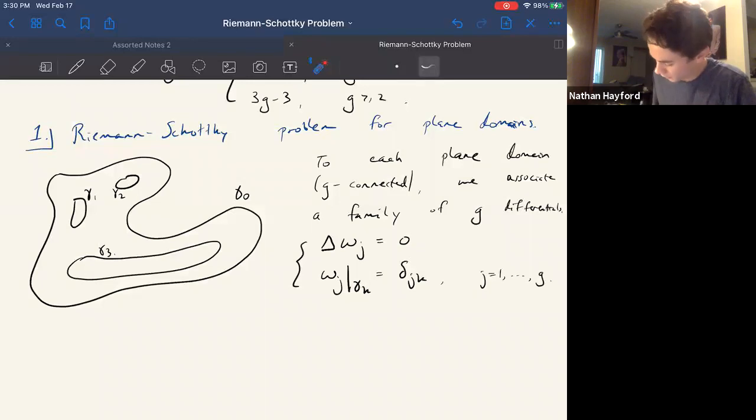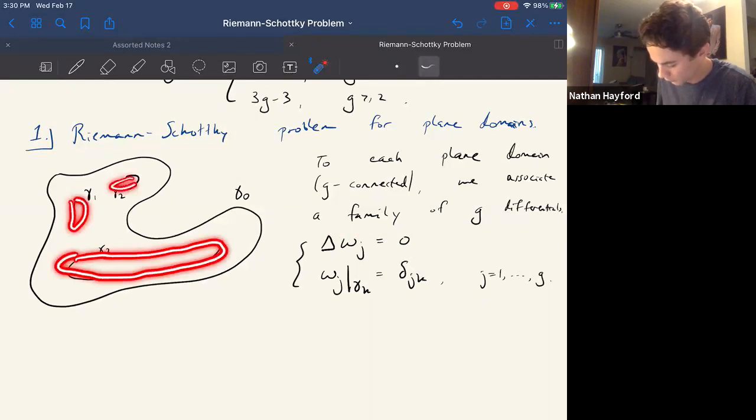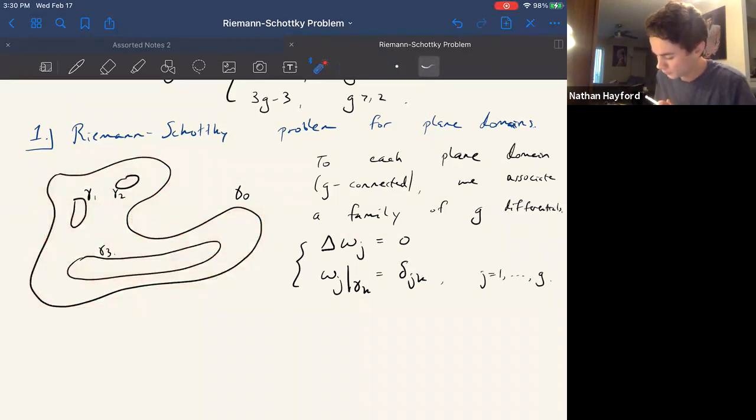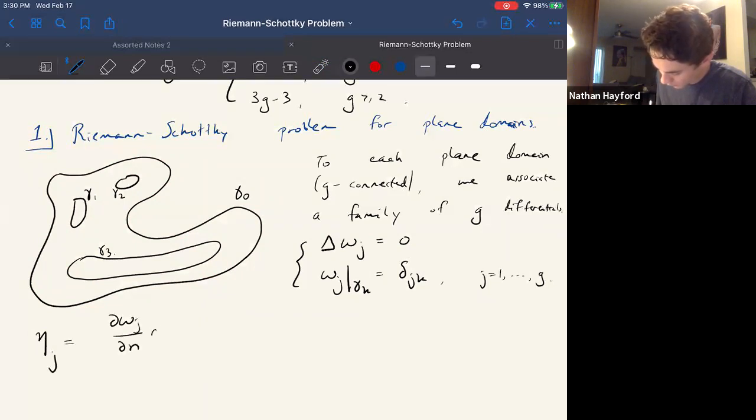So what do each of these solutions look like? Well, they're 1 on this boundary component, 0 on all the others. So we have 1 here, 0, 0, 0 here. So they're called harmonic measures of the boundary components. And we're going to build differentials out of them. So how do we build differentials out of them? Well, I'm going to define eta j to be d omega j, dn, ds.